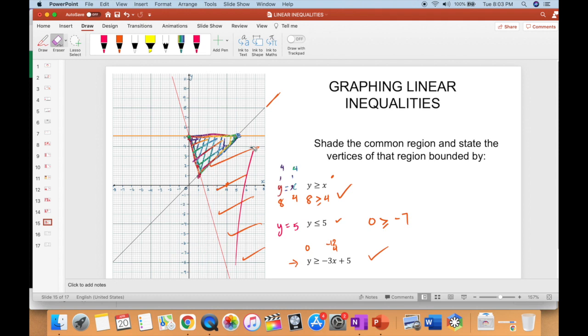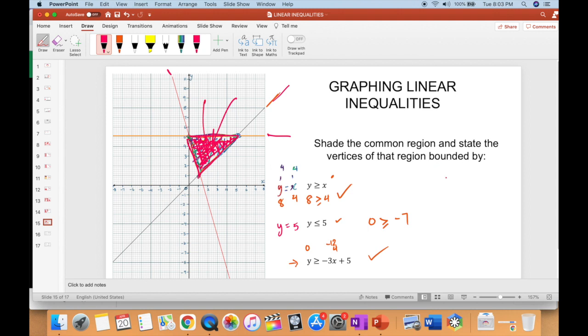So if I just do this here, you could see that for this line, y is equal to x, it was the upper portion of the line that was shaded. So this entire upper region here, right? For this line, y is equal to 5, it was below that was shaded, right? And then for this line, negative 3x plus 5, it was this side of that line that was shaded. So you can see here that the common part for all three is this little triangle here.